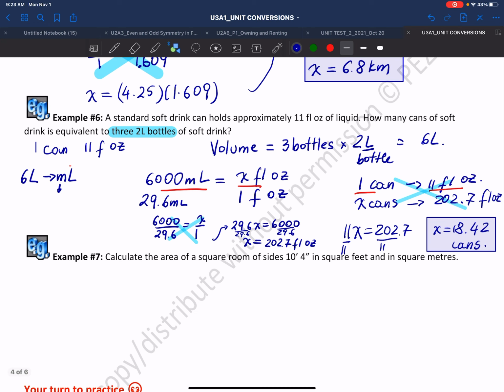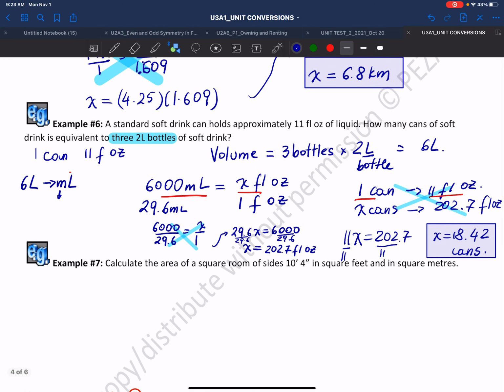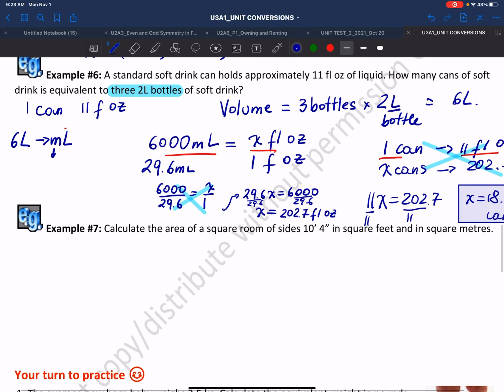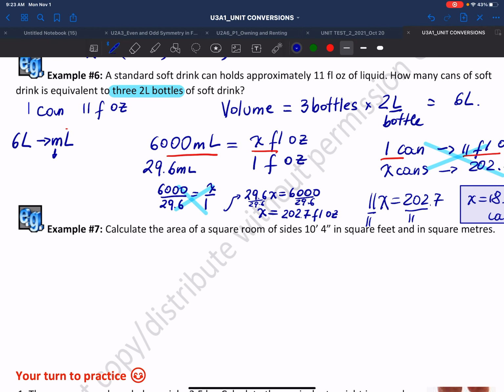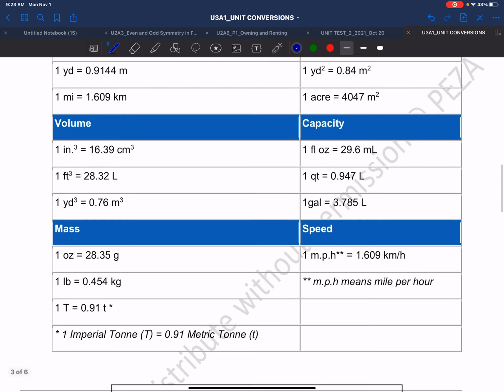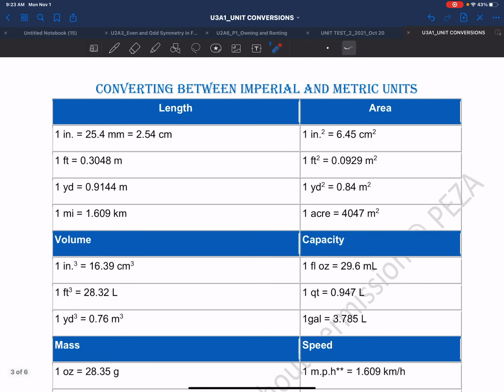Now, in the next question, we have to find the area of a square room of sides 10 feet and 4 inches. And we want to convert this from square feet to square meters. Now, we have to remember one thing, that the chart will give us the linear lengths, okay? So the conversions are in linear lengths, not areas, not volumes. But would this be sufficient enough?